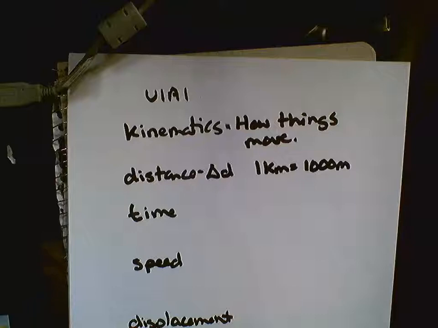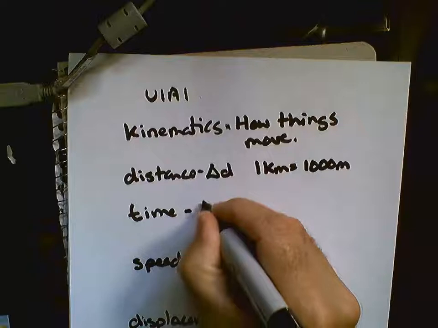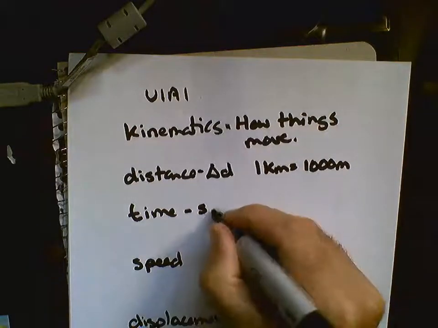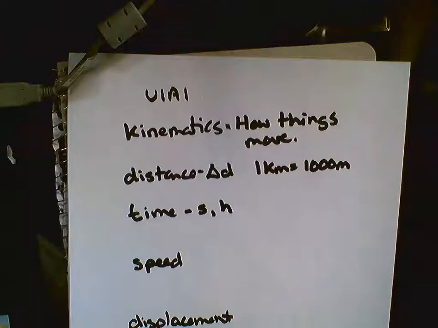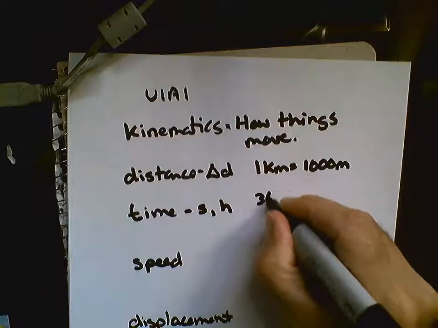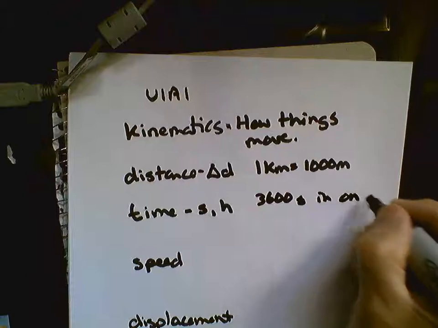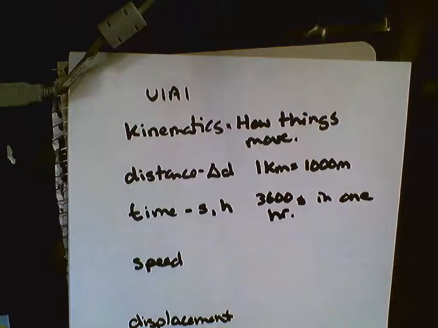Another thing we have to do in kinematics, or that's very important, is time. And time is measured usually in seconds. It can also be measured in hours. Now, this is very important in physics. If you want to go and do conversions between time in seconds and hours, there are 3,600 seconds in 1 hour. We'll come back to this later. This is going to be important when we're doing speed.